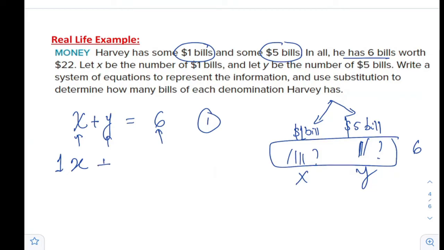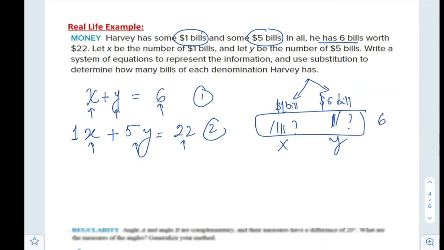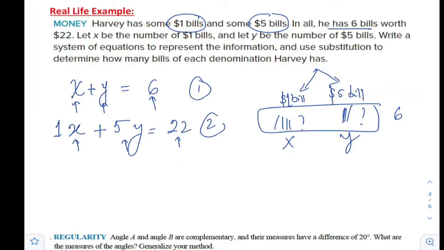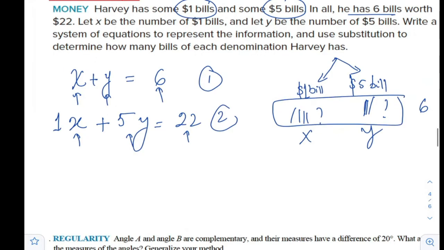So here we have $1 bill multiplied by X will give you the total value. Same thing here, 5 times Y equals 22. 22 means what? 22 means dollars. If you compare here the units, this is dollars, and this is dollars, so we are okay here. So we have two equations with two variables that can be solved by substitution.